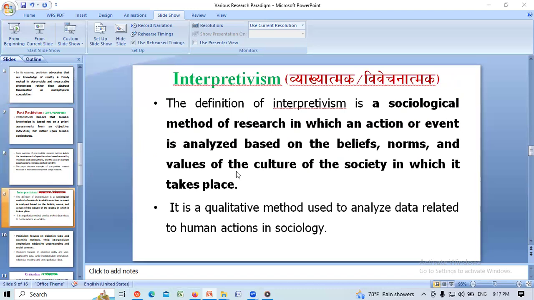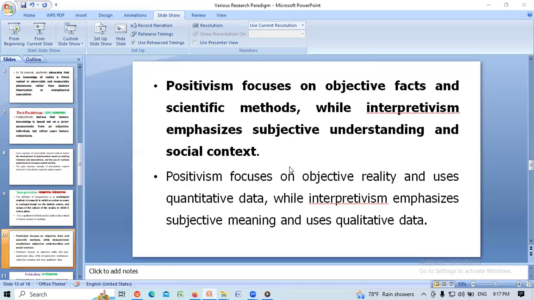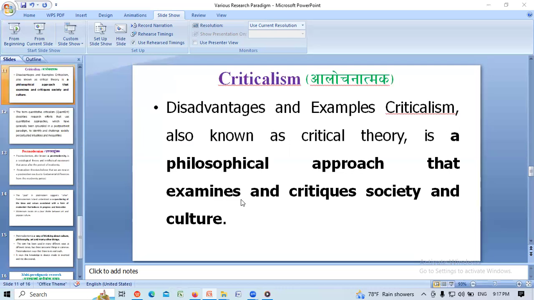Interpretivism is the sociological method of research in which action and events are analyzed based on the beliefs, norms, and values of the culture and society in which it takes place. It is a qualitative method of analyzing data, human actions, and sociology. Positivism focuses on objective reality and scientific methods and uses quantitative data, while interpretivism emphasizes subjective understanding and social context and uses qualitative data.